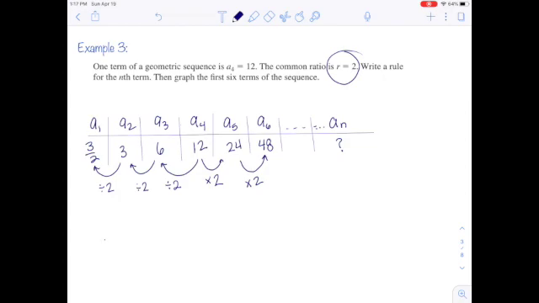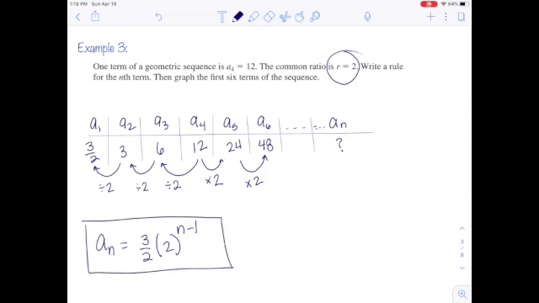We can write our rule because we have our r already. So a sub n is equal to a sub 1, 3 over 2, multiplied by your common ratio of 2, raised to the n minus 1 power. All right, and we have our first 6 terms. Here's our a sub n, and that's about it for that problem.